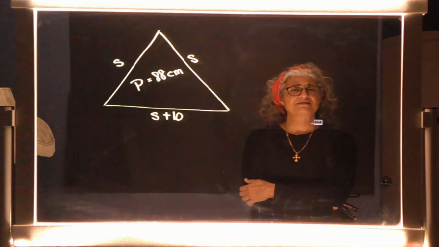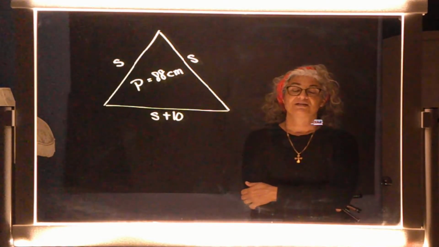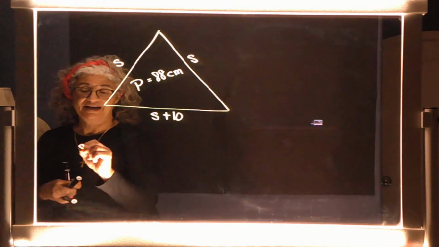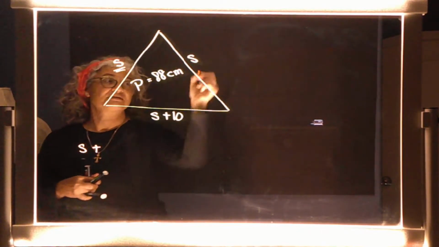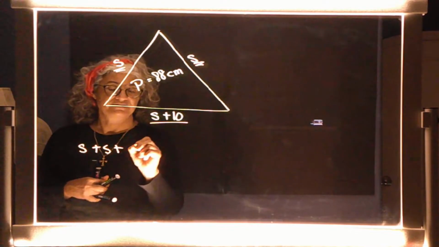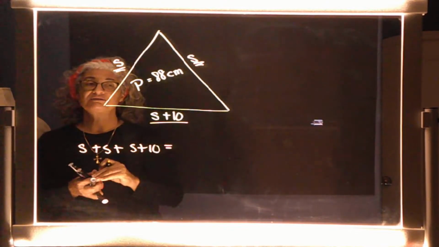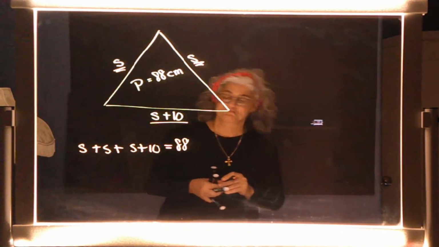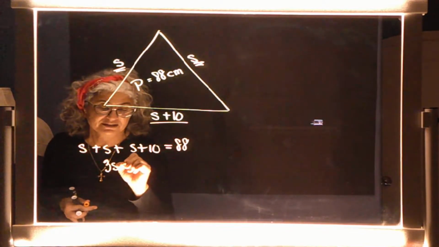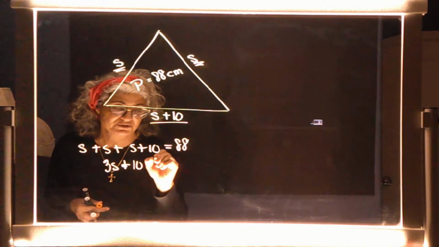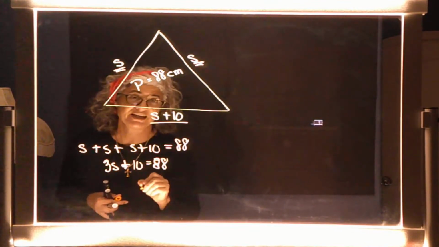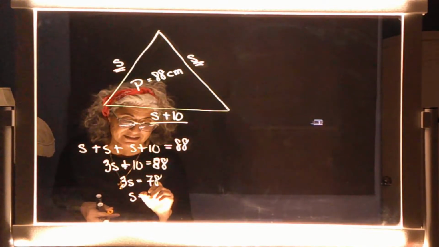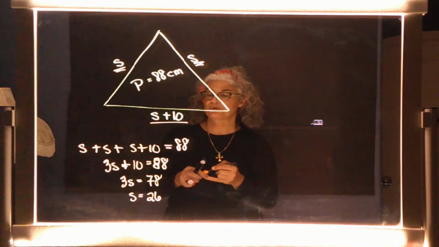Perimeter is adding all the sides together. Good. So, what are you going to add? Yeah, you're going to add S plus S plus S plus 10. And that should equal 88. Good? Well, this was a nice problem, wasn't it? All right, so let's collect our like terms. Sorry, my brain's running ahead of what I'm writing, so I have to slow it down. There we go. And then, good, I got S equals 26.